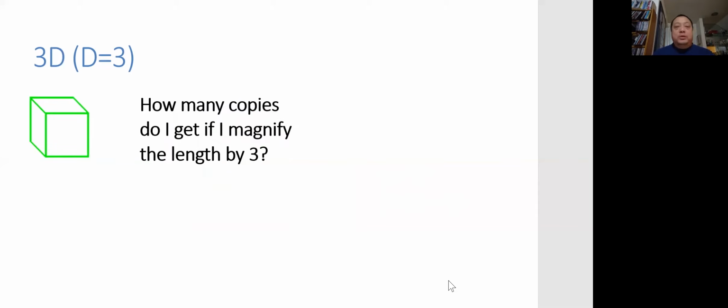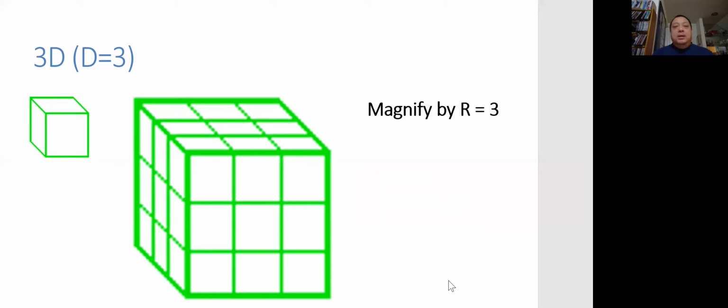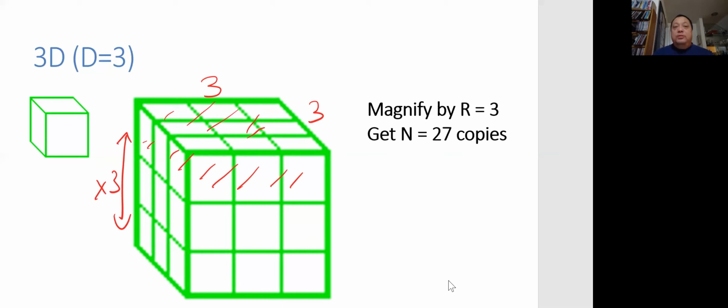Let's try again with r equals 3. How many copies do I get if I magnify the length by 3? Then I have a huge block that's 3 by 3 by 3. Well, the top layer is 3 by 3, so that's 9 blocks. But I have 3 layers, so times 3 again equals 27. So yes, I just verified that n equals r to the third power.